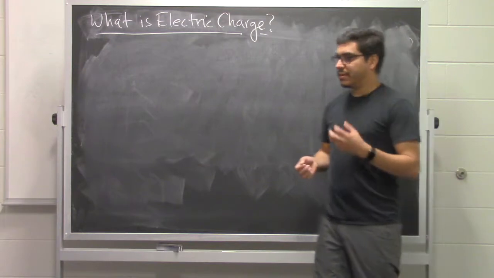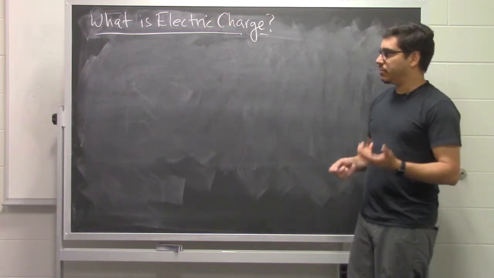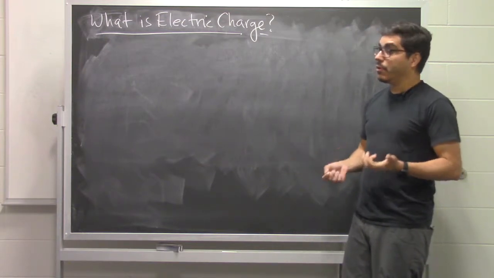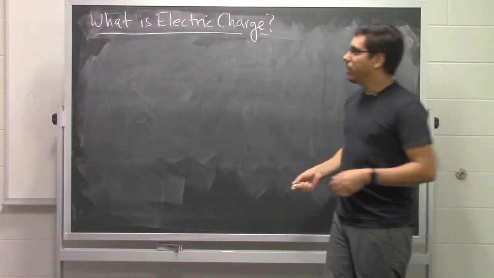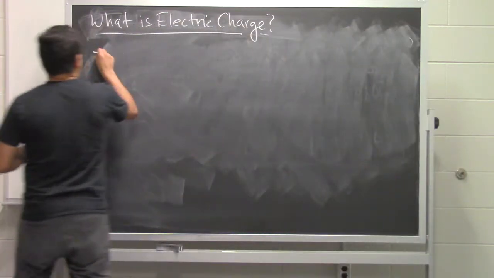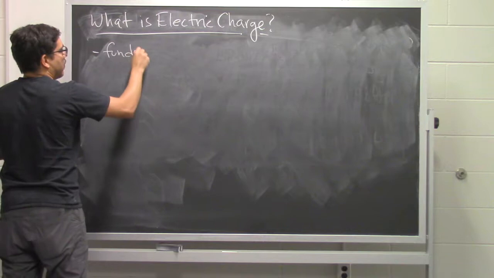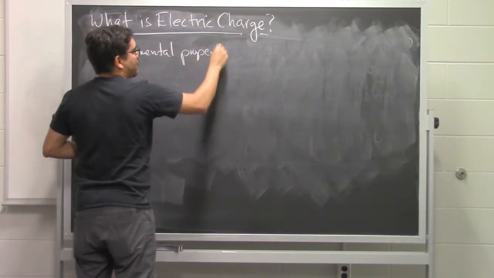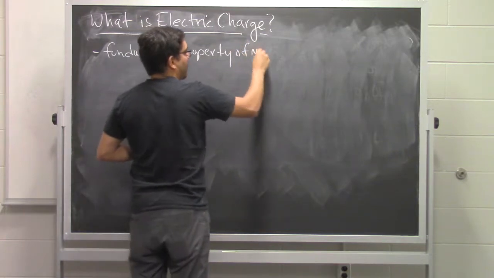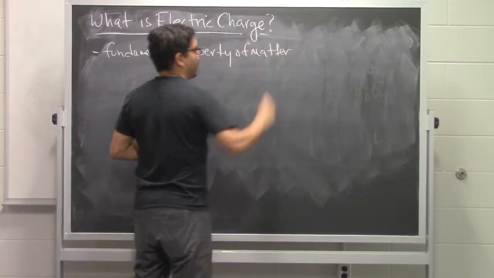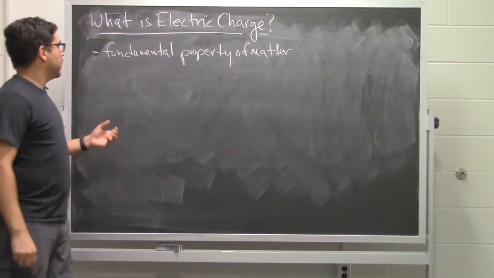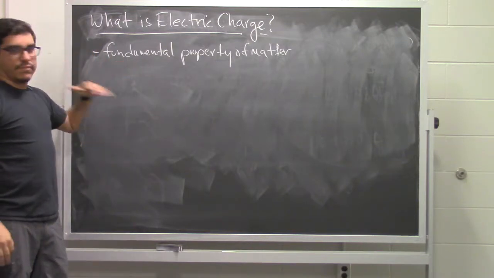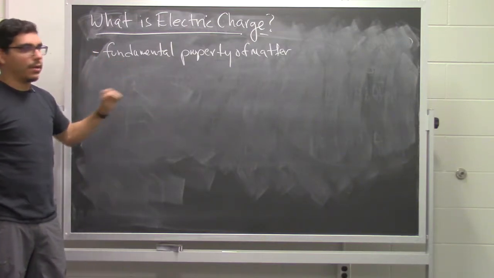So in the last video, we talked just a little bit about this idea of electric charge of a system, but you might be wondering, what is electric charge, right? So electric charge is a fundamental property of matter. There's lots of work to try to explain where it comes from and how it manifests, but we'll just take it as this sort of fundamental property of all matter.